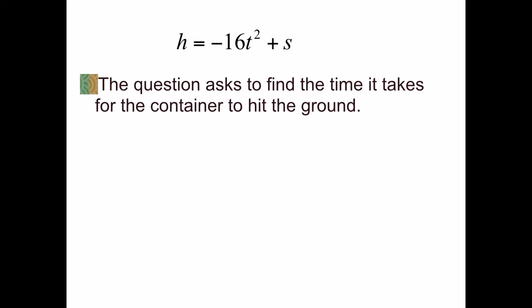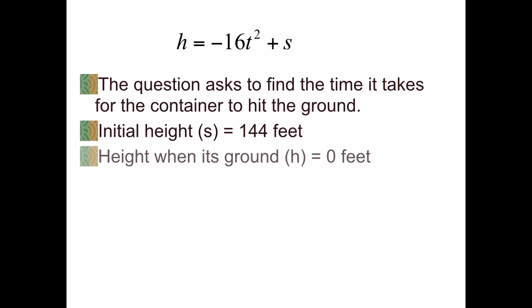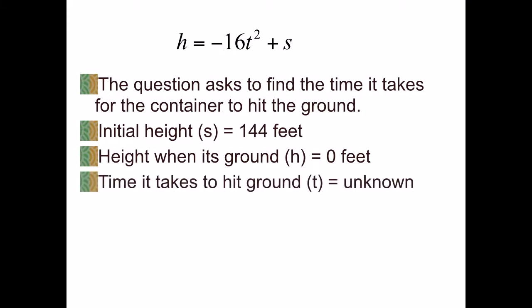Our initial height, s, is 144 feet. Our ending height is the ground, so that would be the feet above the ground. The ground is 0 feet above itself, so your height when it hits the ground is 0. And the time it's going to take to hit the ground is the big unknown. That's the one that we don't know. So now we can start to plug this in.